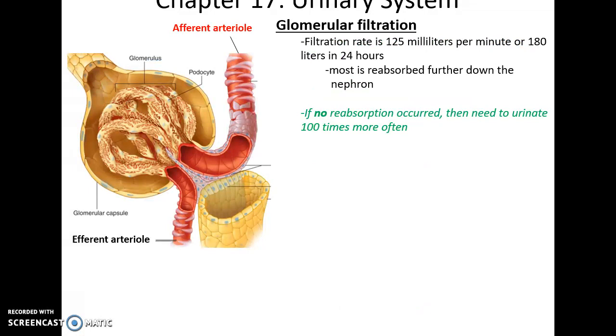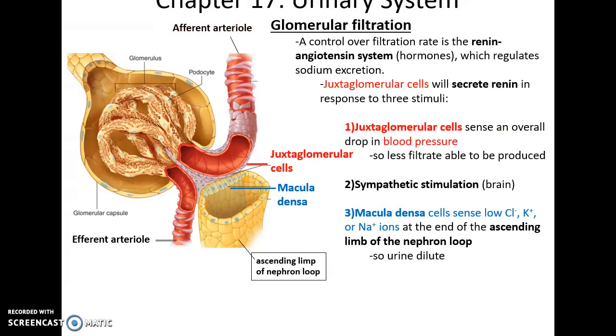Glomerular filtration is like 180 liters per 24 hours. This is a huge amount. If there was no reabsorption, then we would have to urinate 100 times more often than we do. That would suck. Luckily, we don't have to do that.